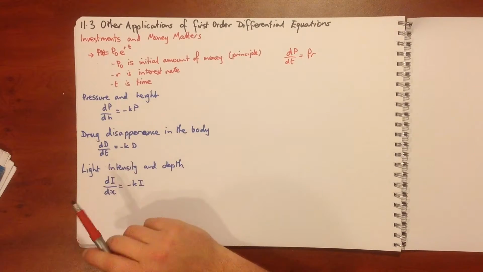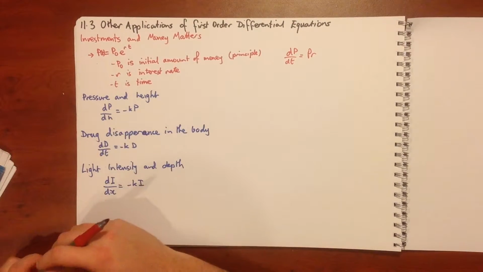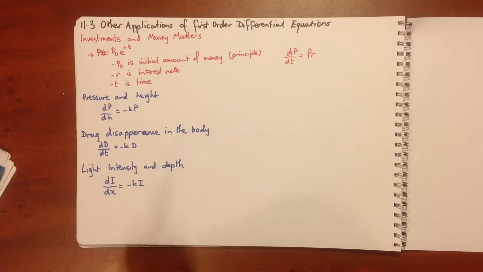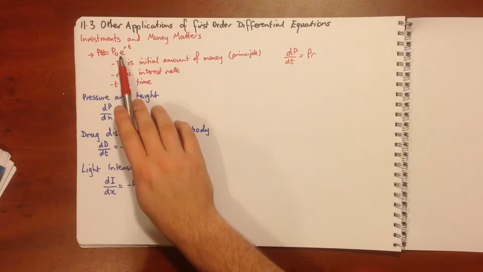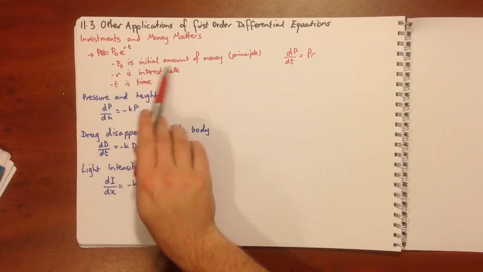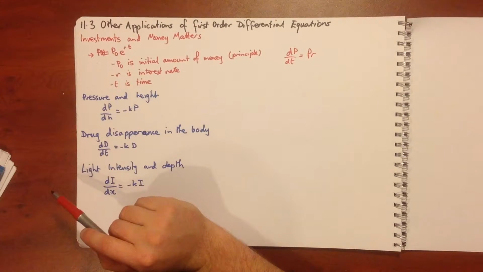But when it comes to our investments and money, we know that it's essentially the same as our growth equation from the section on 11.2, which is P(t) equals P naught e to the Rt. P naught is our initial amount of money or our principal, R is our interest rate and t is our time.